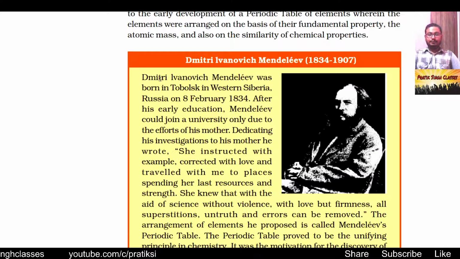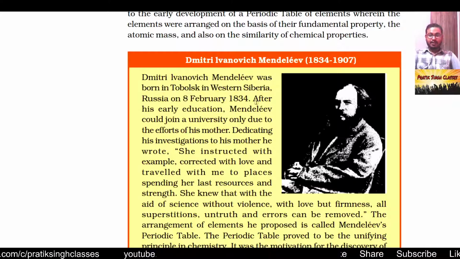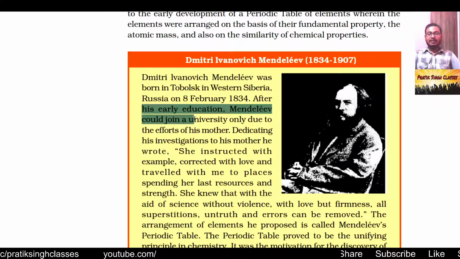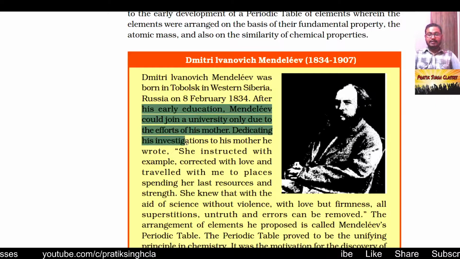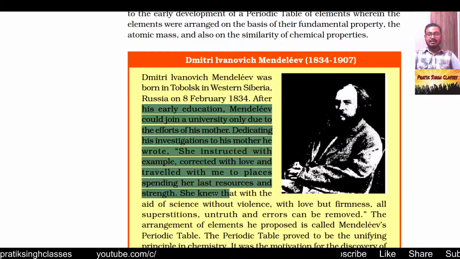Dmitry Ivanovich Mendeleev was born in Tobolsk in western Siberia, Russia, on 8th February 1834. Wow, the date is also mentioned here. After his early education, Mendeleev could join a university only due to the efforts of his mother. Dedicating his investigations to his mother, he wrote, "She instructed with example, corrected with love, and traveled with me to places, spending her last resources and strength."